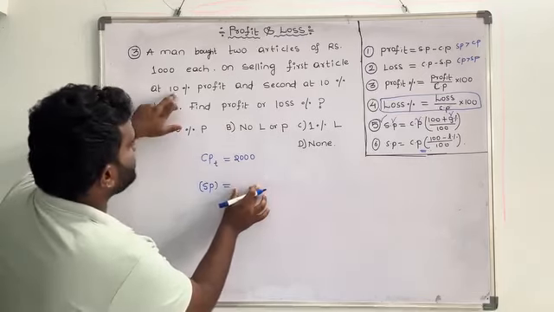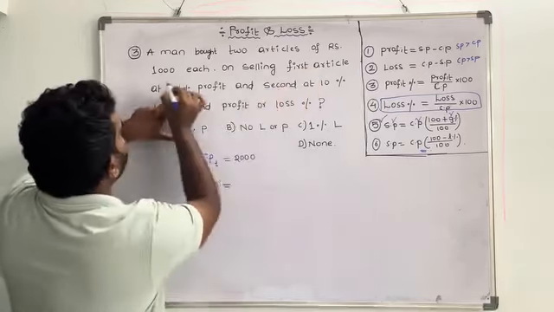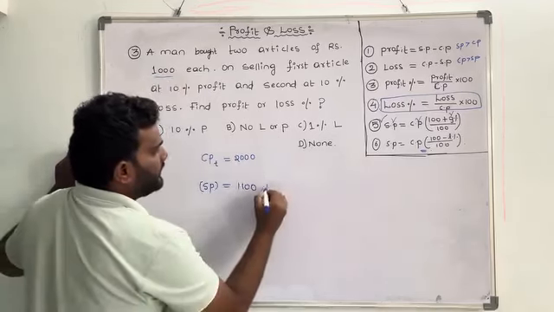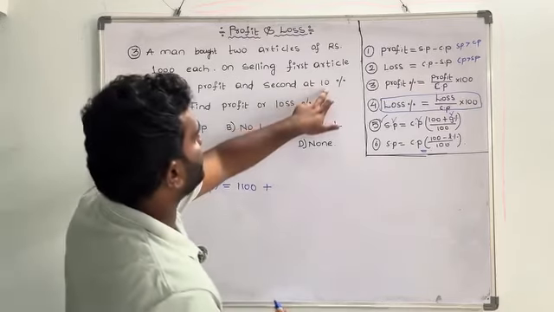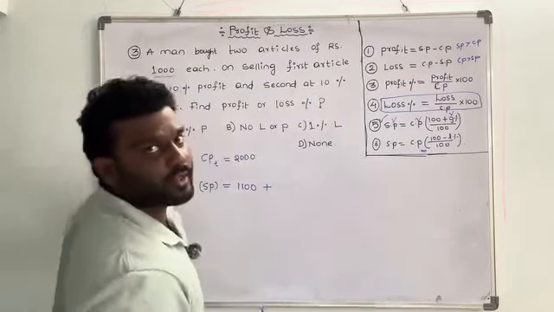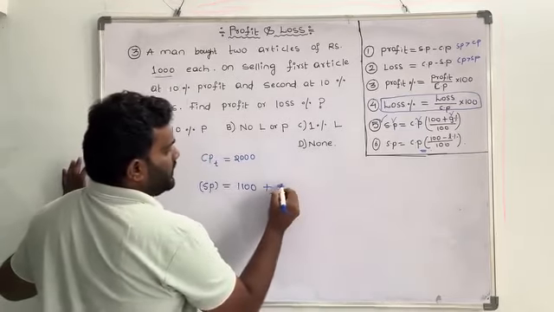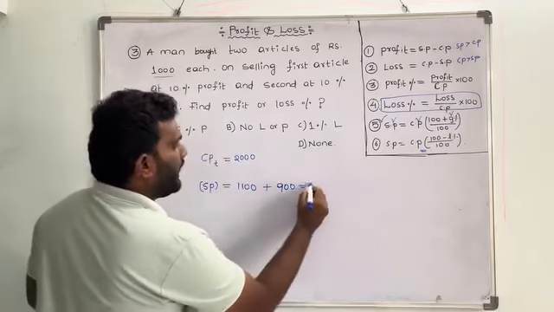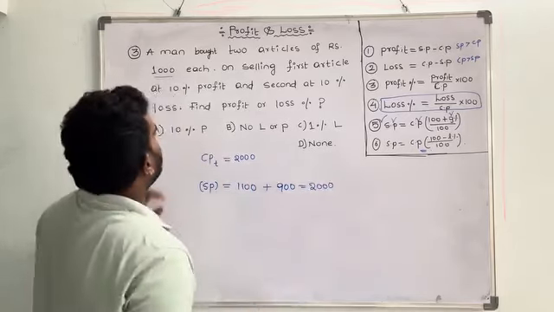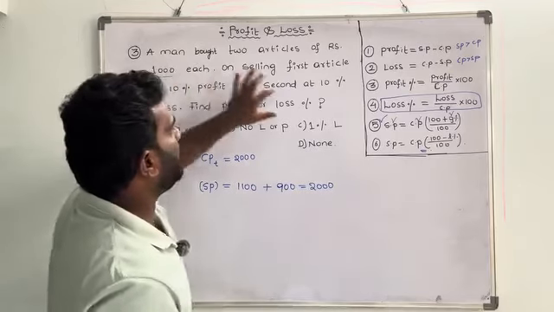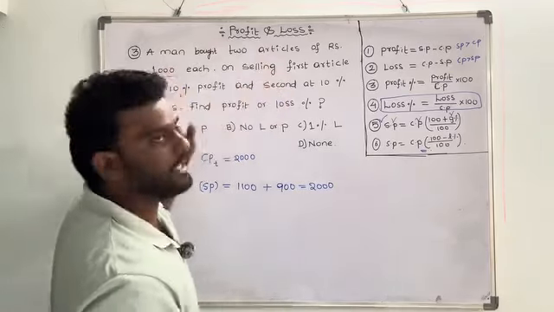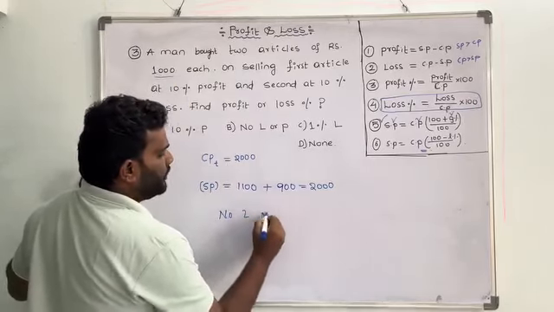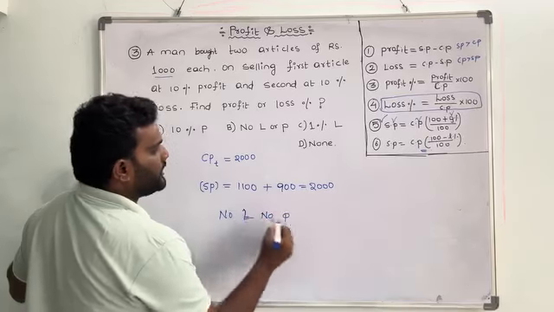See, 10% profit means, on 1,000, what is the 10%? 100. So the selling price of the first one is 1,100. And on the second article, 10% loss on 1,000 means 900; 100 is lost. Okay, now add these two: again 2,000. This means if the percentages of profit and loss are the same and the cost prices are equal, then there will be no loss, no profit.